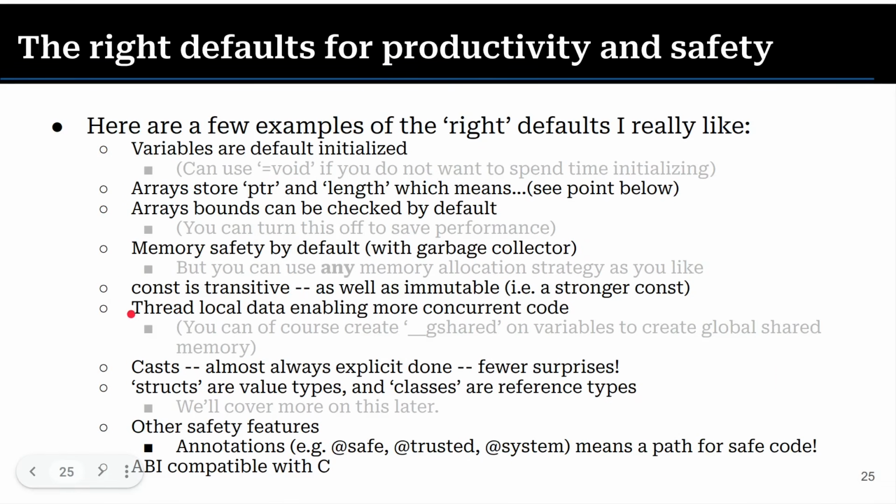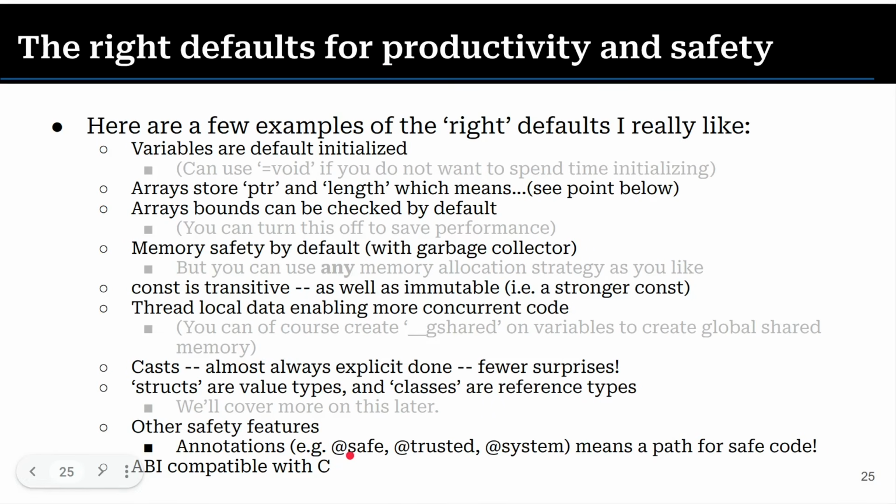Variables are thread local. This will matter more when we talk about threads and concurrency later on in our course. You can, of course, create just regular global variables like you could in C, but basically this means if I write concurrent code, I have fewer issues with sharing, so that's nice. Casts are almost always explicit, so there's fewer surprises. Structs are value types and classes are reference types. I'll get into that more.